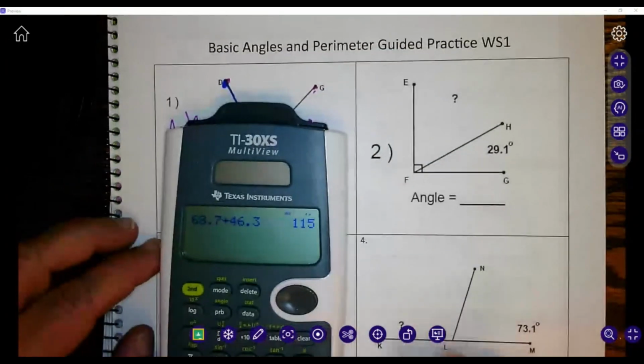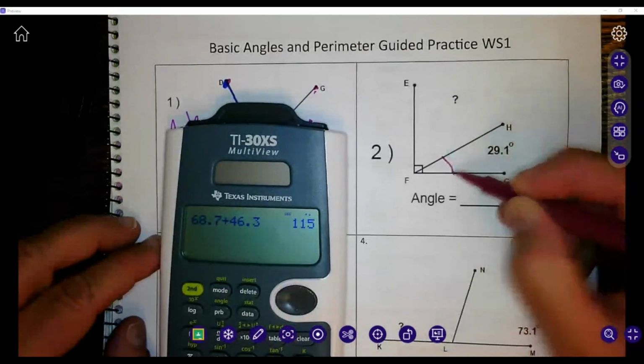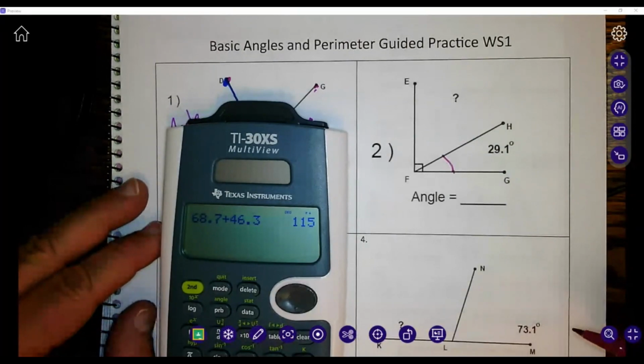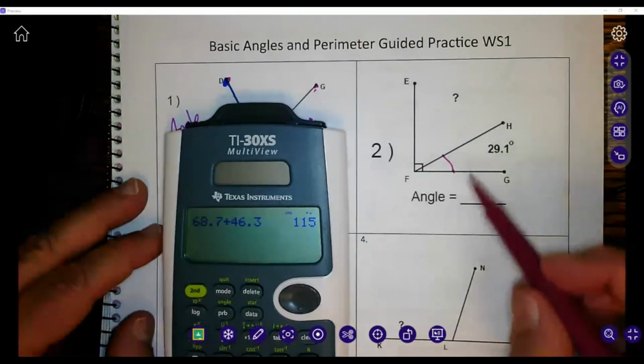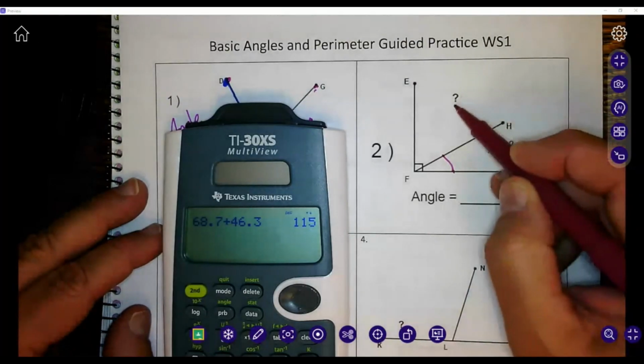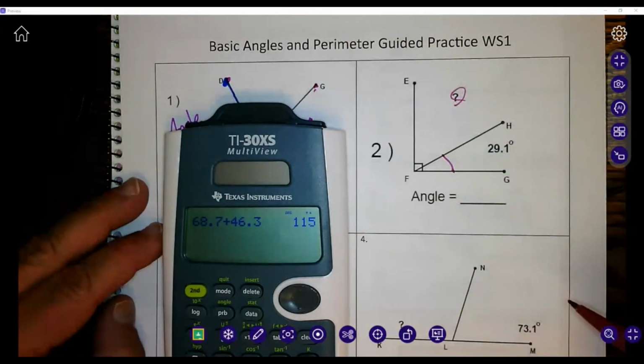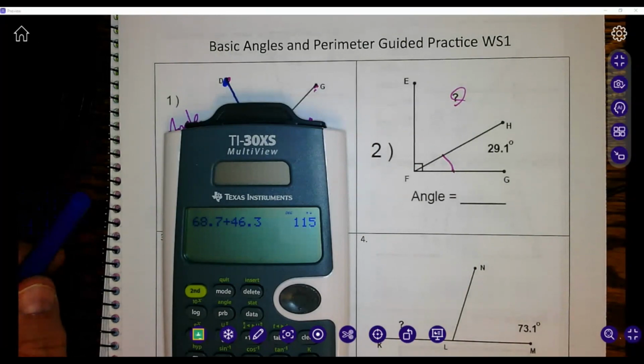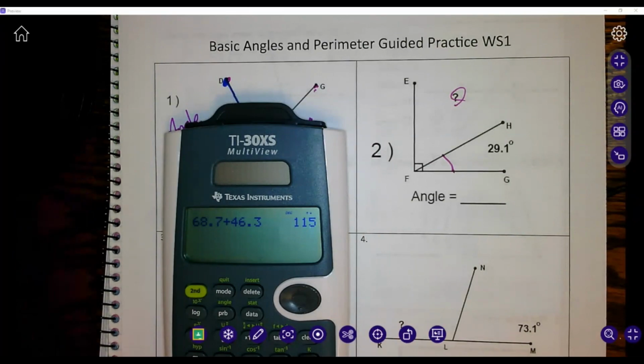All right, let's look at number 2. We're told that this angle is 29.1 degrees. And I'm assuming here it means this angle that's a question mark. And so we're only told one angle, that it's 29.1 degrees. Do we know another angle? Which angle is that?